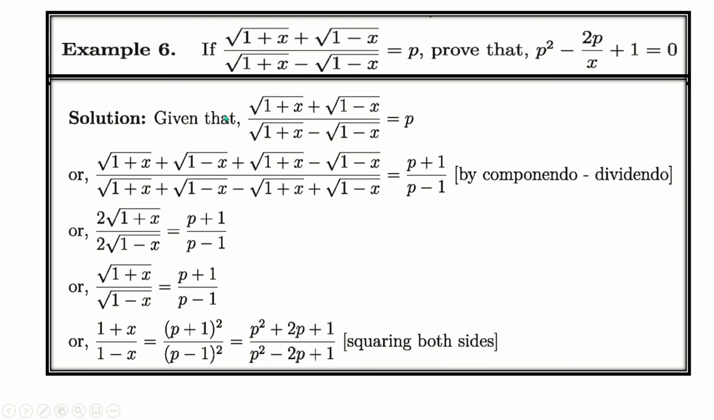Example 6. If (square root of 1 plus x plus square root of 1 minus x) divided by (square root of 1 plus x minus square root of 1 minus x) is equal to p, prove that p square minus 2p by x plus 1 is equal to 0. Solution: this is the given condition.